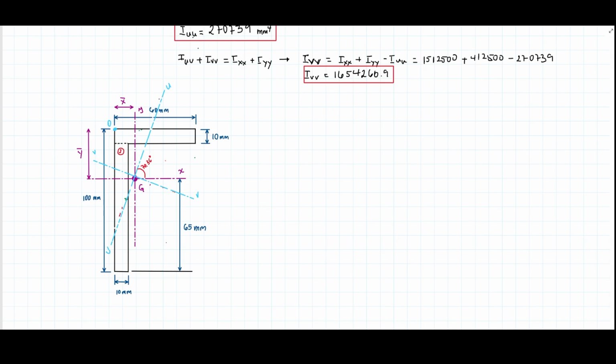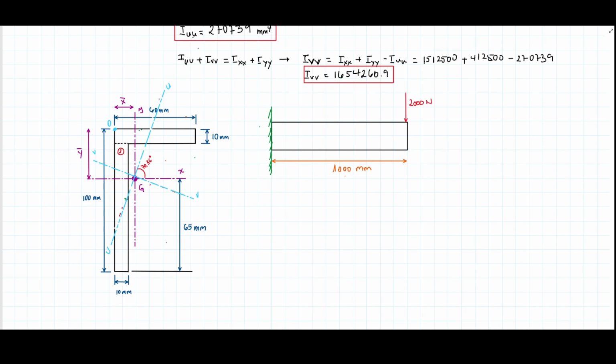So let's draw first the cantilever arrangement, and it's going to be something like this. I'm going to have here the fixed end, and then I'm going to have these 2,000 newtons applied at the free end, and the distance between them, or span, is 1 meter or 1,000 millimeters. So that is it.